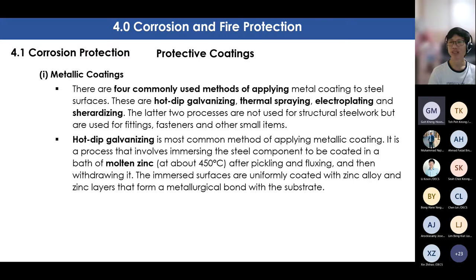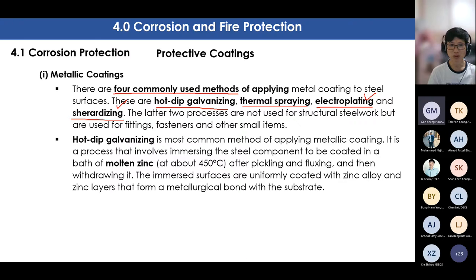So another coating is metallic coating. This one actually has four types, just for your knowledge. So what are the four types? It's hot dip galvanizing, diamond spray, electroplating, and sherardizing, right? They are for small elements, like bolts and connection plates. They may use those last two methods.